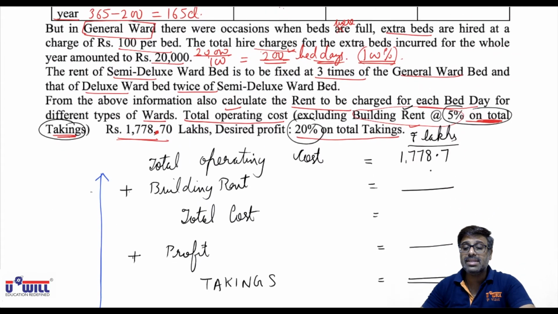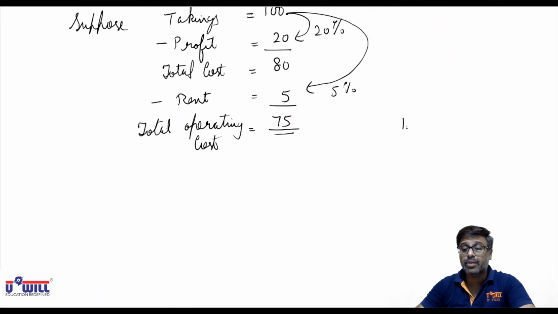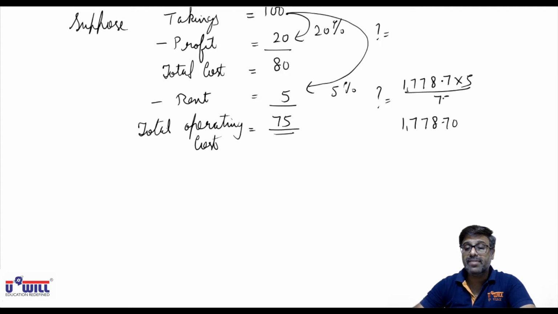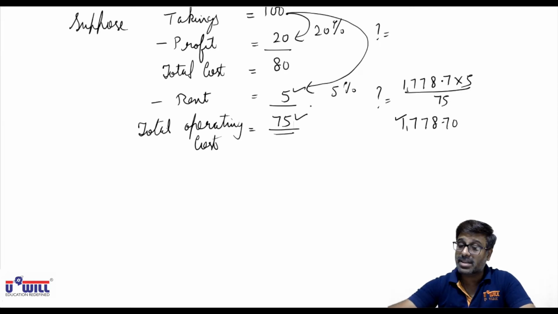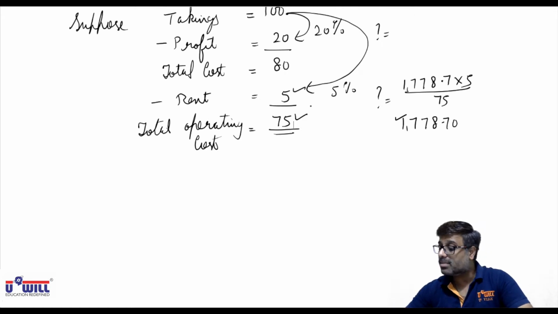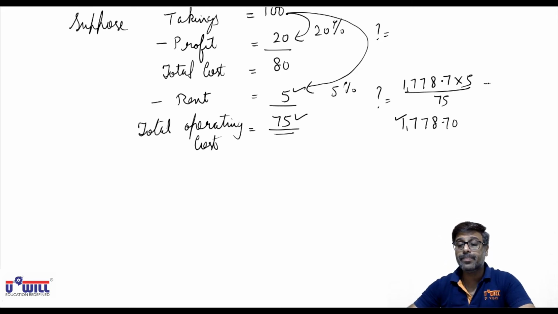Now this 1778.7 you can write in front of operating cost. So what would be the amount of rent and profit? 1778.7 into 5 upon 75. Do it, everyone. 1778.7 into 5 divided by 75. So that comes to 118.58. That is the amount of rent.